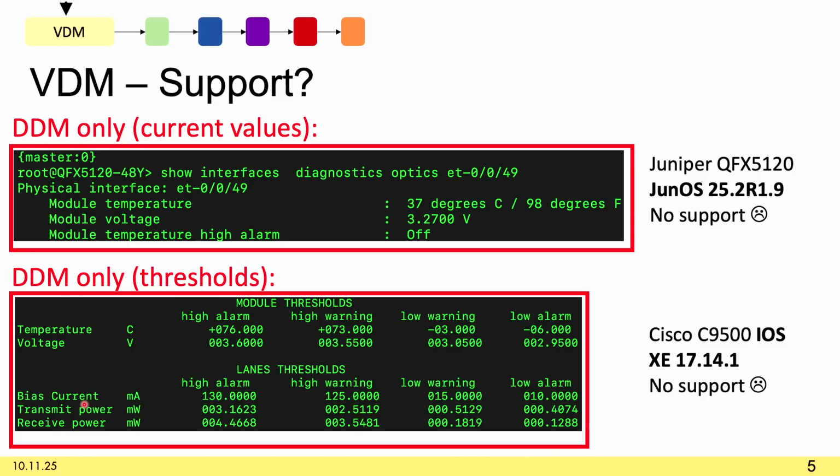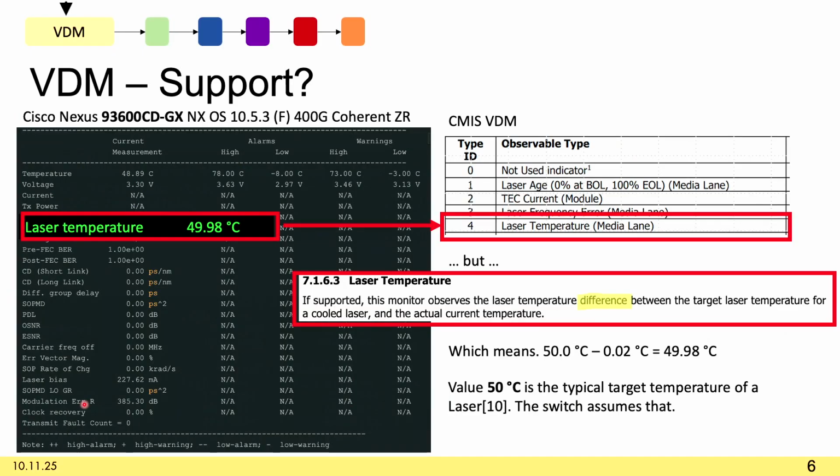So does it support VDM or not? Sometimes the operating system tells you, sometimes it doesn't. At least in these cases, we only have DDM values. It did not work. So how does it look if there's VDM support?